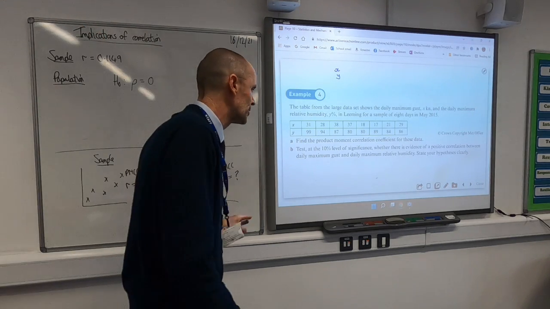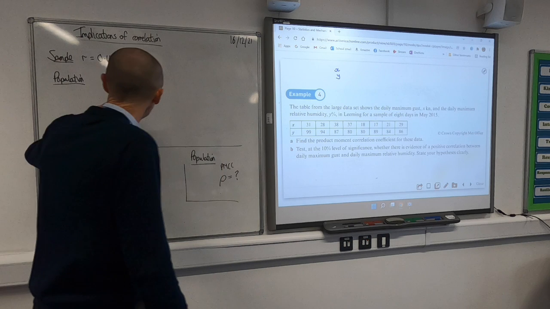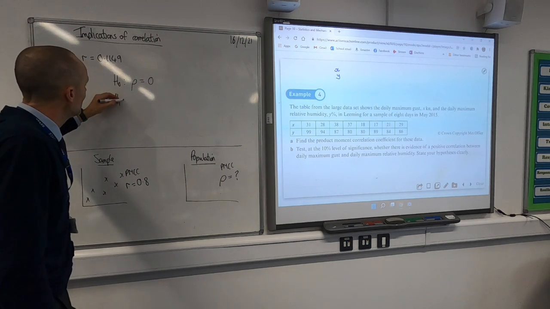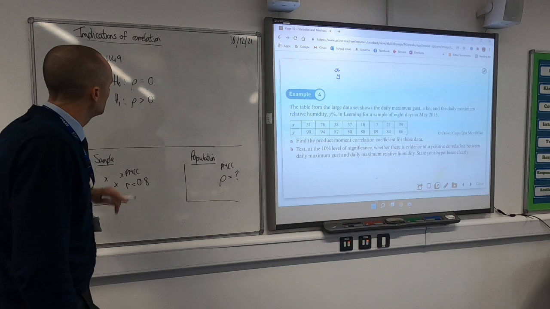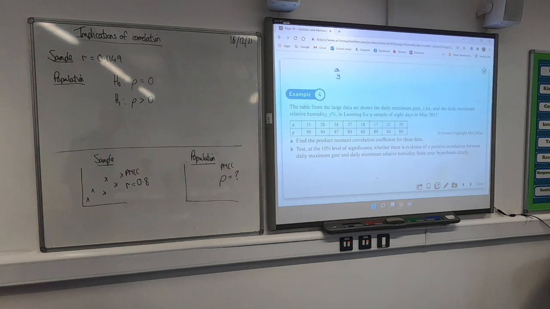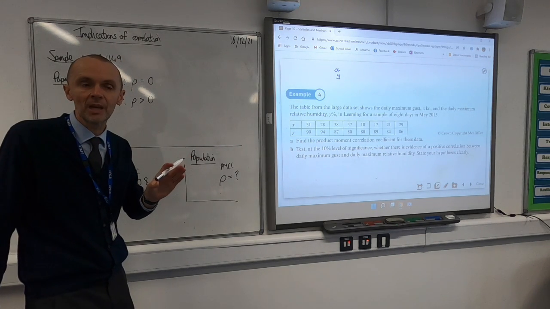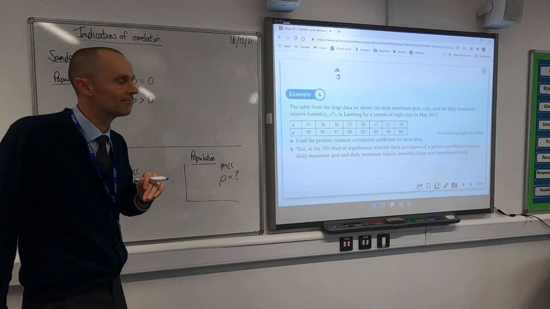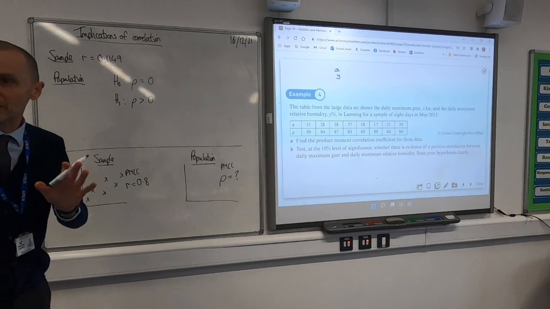We then look at the question. So we are looking for evidence of positive correlation. So my alternative hypothesis is that the population has rho greater than zero, so there is a positive correlation there. So I'm looking here at a one-tailed test. A one-tailed test, because I'm looking for positive correlation.